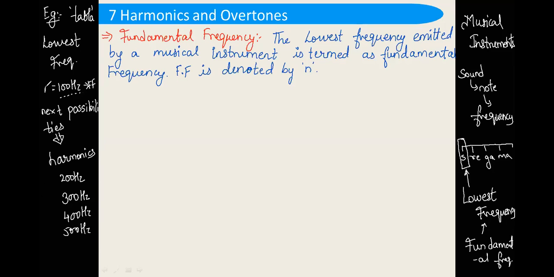Since this is the value of n, the next value is 2n, then 3n, then 4n, then 5n. So this is 1 multiplied by n, 2 multiplied by n, 3 multiplied by n, 4 multiplied by n. These are all called harmonics. So the next definition that we are going to learn is harmonics.